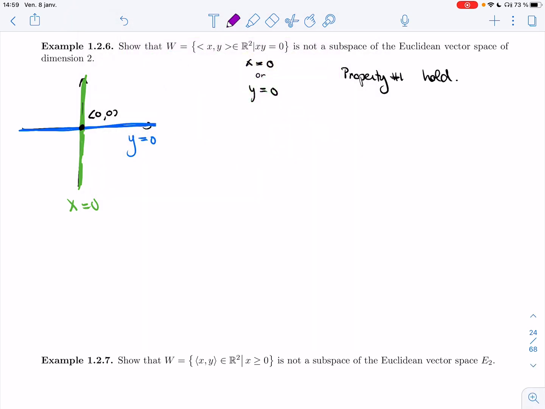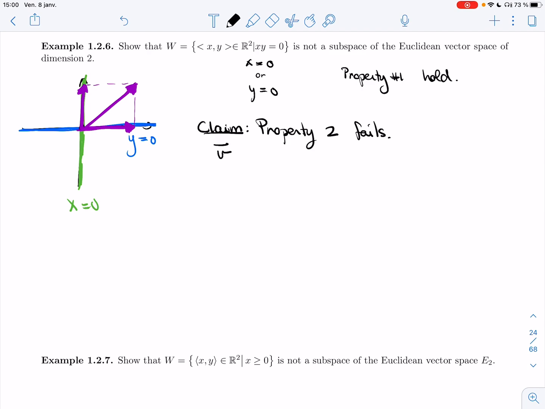Let me show you something. What if I take one vector on the blue line and one vector on the green line? And what if I add them? So we have the parallelogram rule. In this case, it's even better. It's a square. We have this, and here's the square. It's no longer on the green or on the blue, so it's no longer in W. So I claim that property 2 fails.